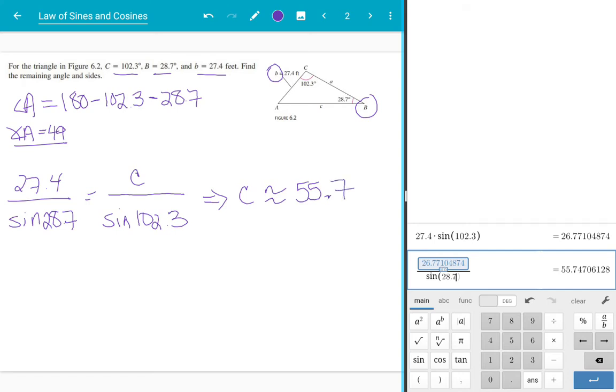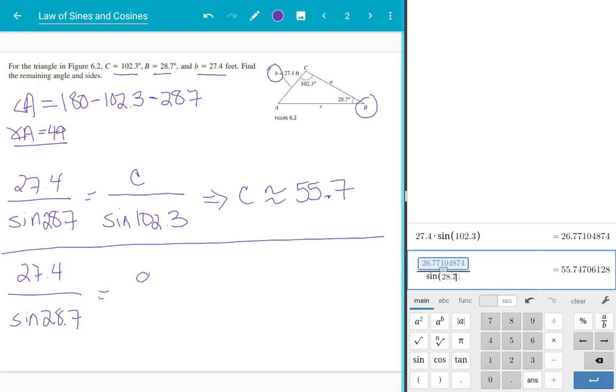Okay, all right. So now we need to do the other ratio. The next ratio is with the angle that we found of A. So again, we want to use the original setup: 27.4 over sine of 28.7. And then that's going to be equal to, we don't know side A, but we do know angle A, and angle A is 49.